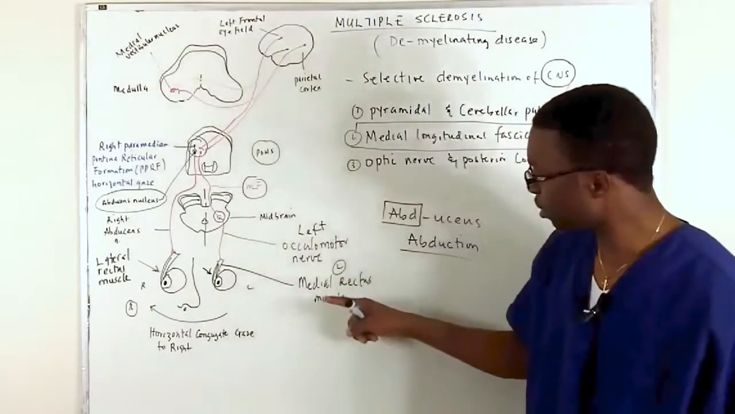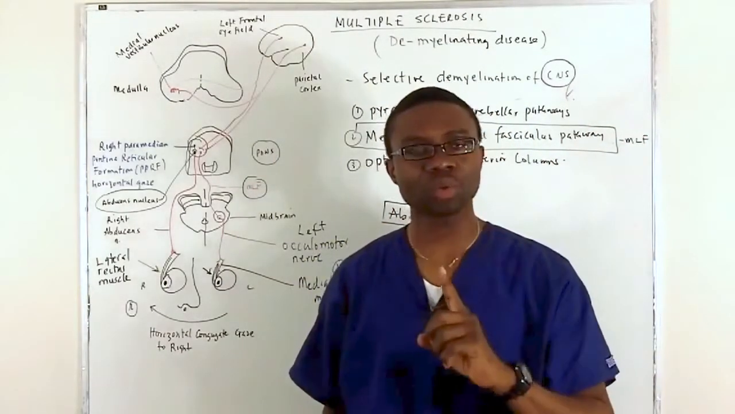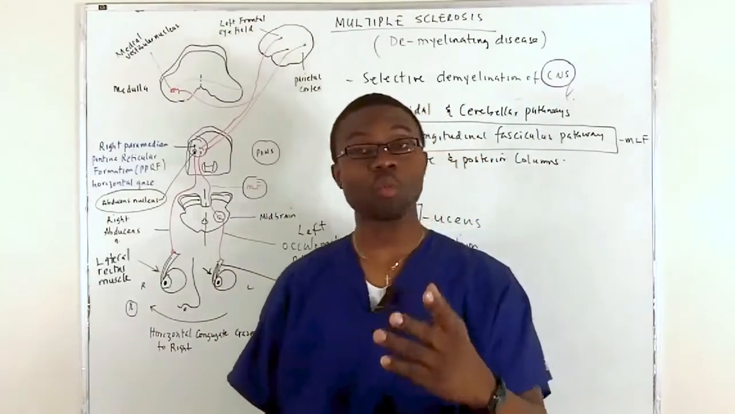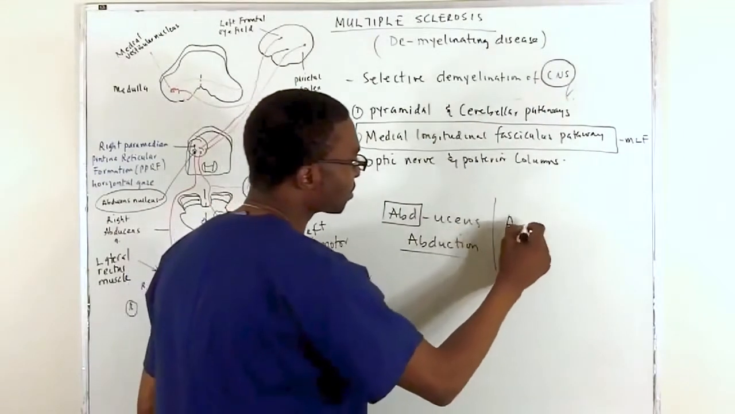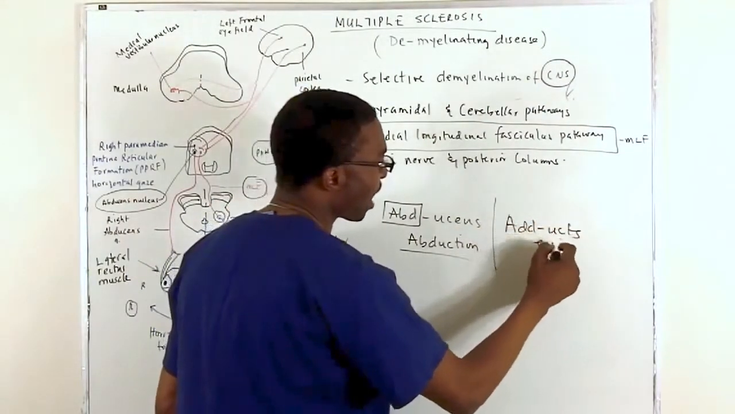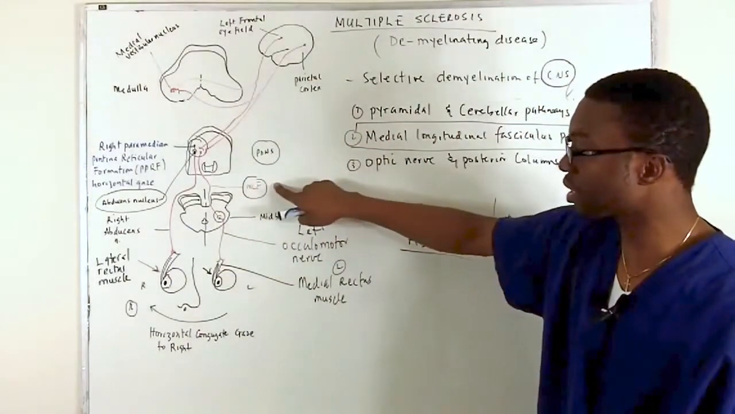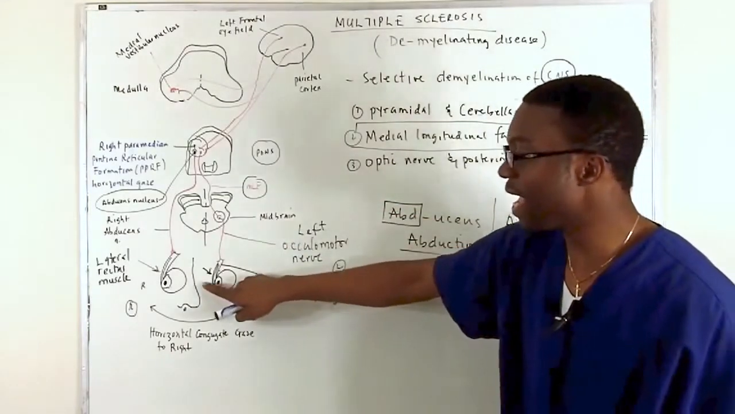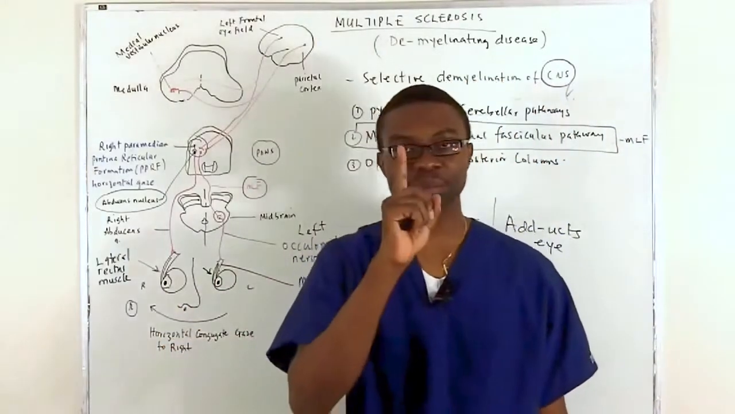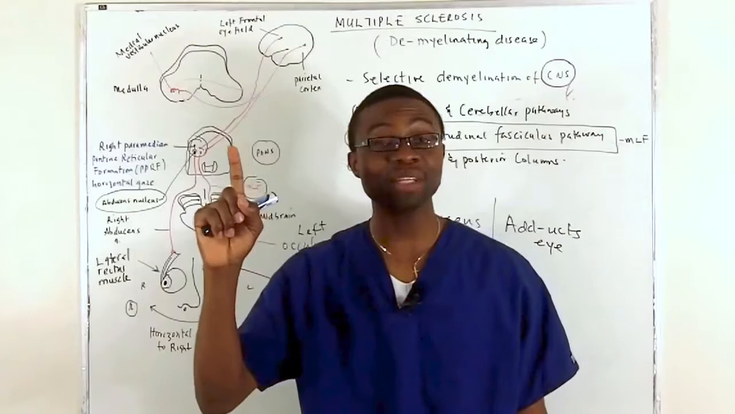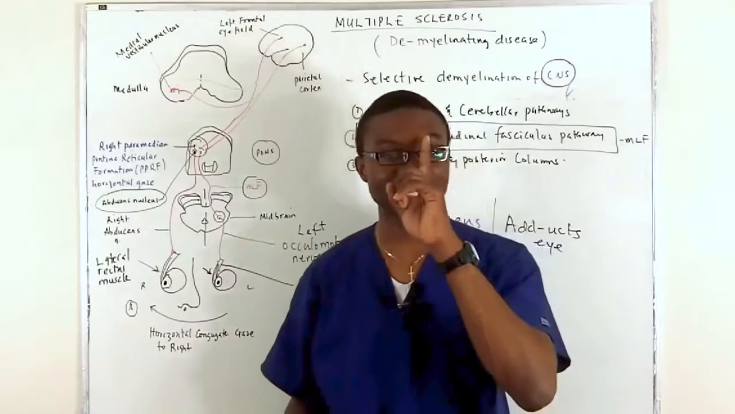Now, what does the medial rectus muscle do? Well, it pulls my eye in towards the middle because it's medial. So what is the function? It adducts the eye to the middle. Therefore, using the medial longitudinal fasciculus, I'm now going to be able to adduct. So, as you can now see, the patient will be able to have a right abduction by using the lateral rectus muscle, and they're also going to be able to adduct their eye.